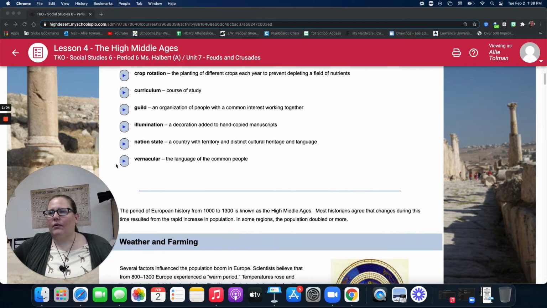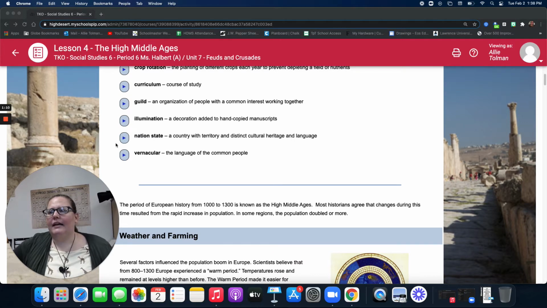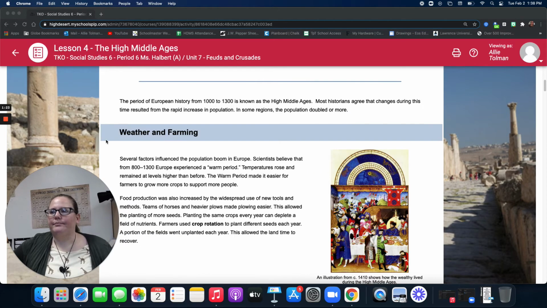Illumination is a decoration added to hand copies of manuscripts, so it's an illustration. Nation state is a country with a territory and distinct cultural heritage and language. Vernacular is the language of the common people.